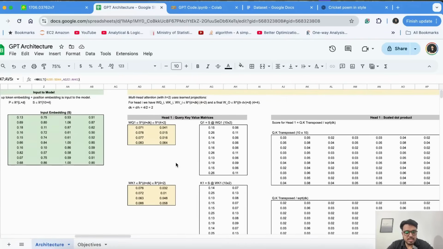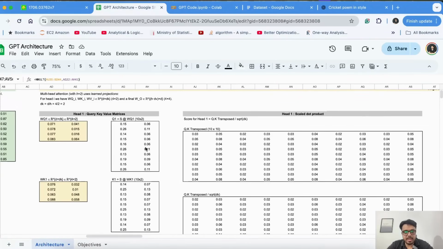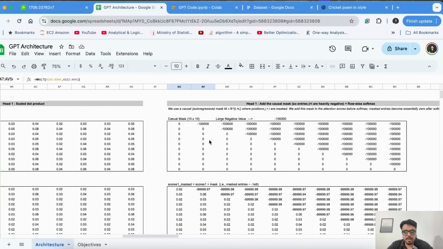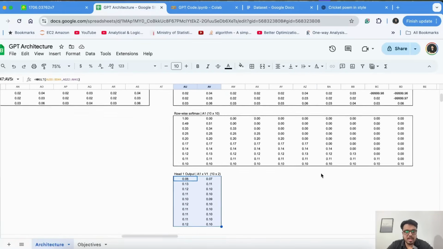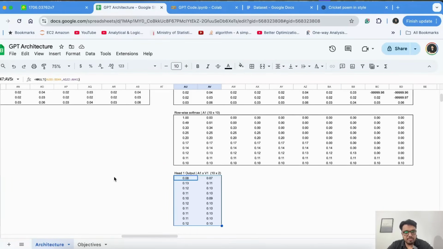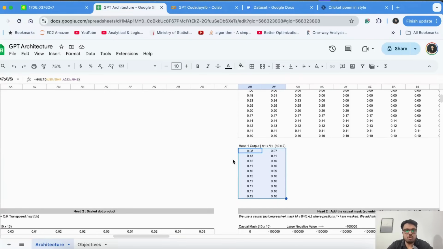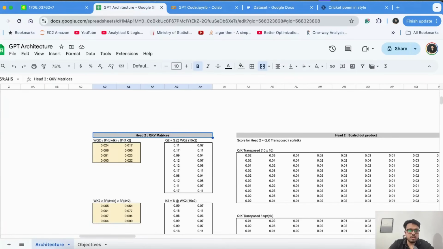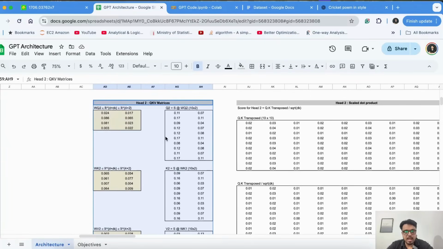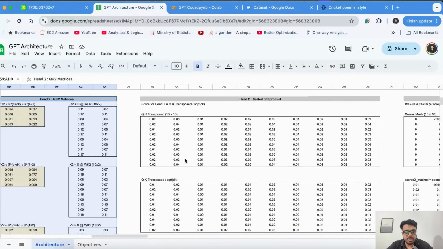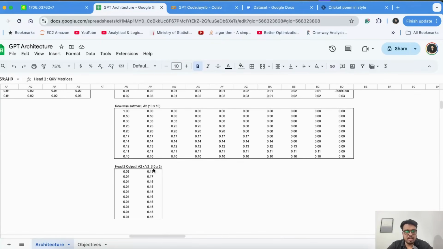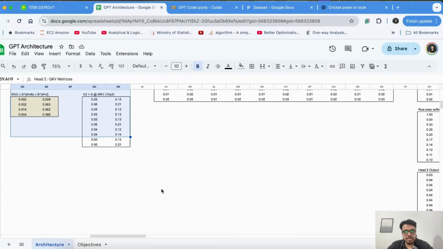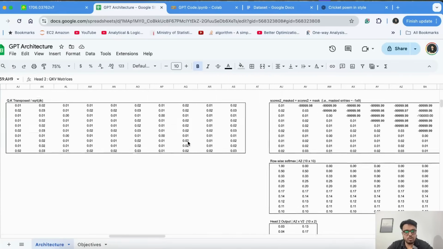So after all this iteration, like after initializing, then Q1, QK transposed, then causal mask, then softmax, and finally multiplying it with V1, we get this as the output of head 1. Now the same thing is repeated for head 2 also. So for head 2 also we initialize the weights in a similar fashion as we did for head 1. And then we repeat the same thing, which is QK transpose, then causal mask, and then finally multiplication with V2, and the output is head 2.